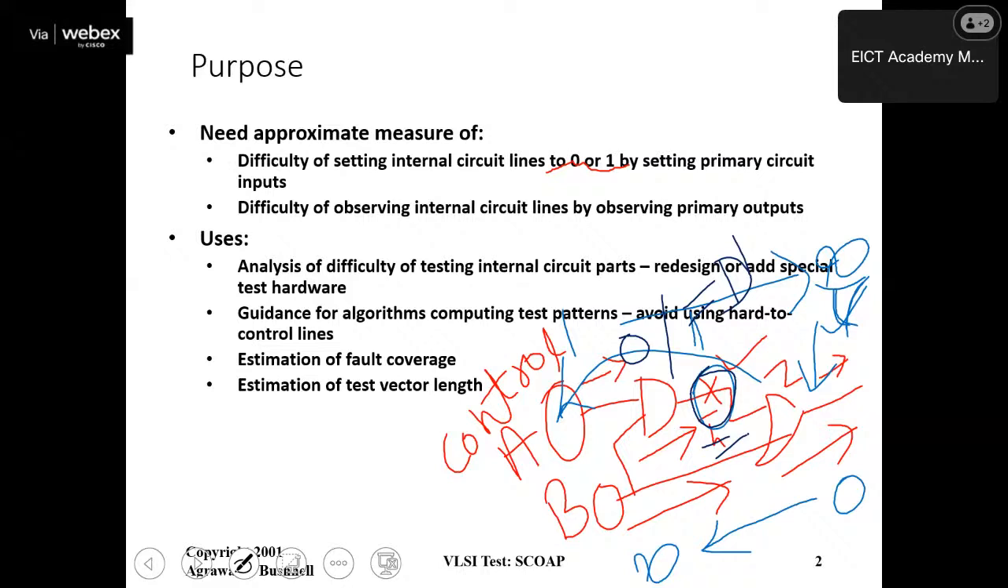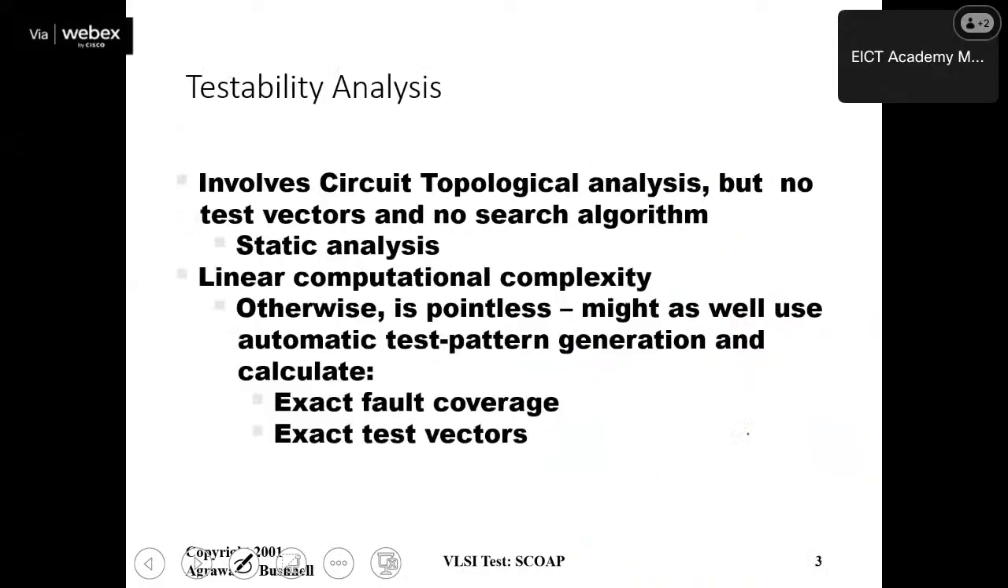So in AND gate, controlling 0 is easiest possible, right? Because we have 3 combinations. We will discuss that later. So basically, testability analysis involves the circuit topology analysis, but no test vectors and no search algorithms are there. So it is the static analysis.